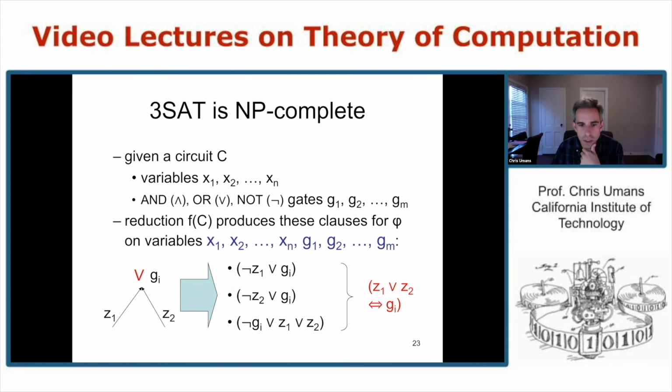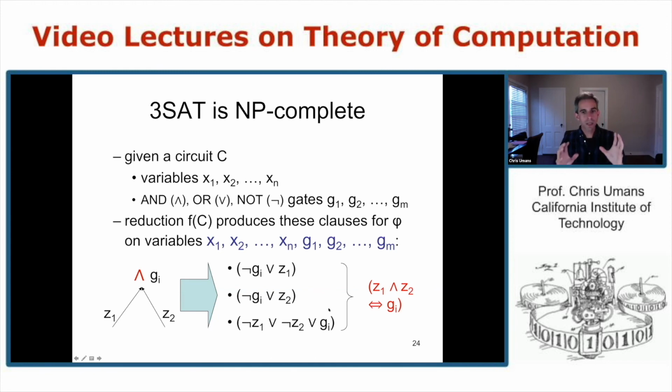Now we have to do the ands, and not much changed between the two slides. So now we're doing AND. We have to look carefully. Gi is now an AND gate. It has two inputs just like before, z1 and z2. And here are the three clauses that we're going to throw into the collection of clauses that we're building up. They are logically equivalent to this assertion that z1 and z2 is equivalent to gi, which is just what we want.